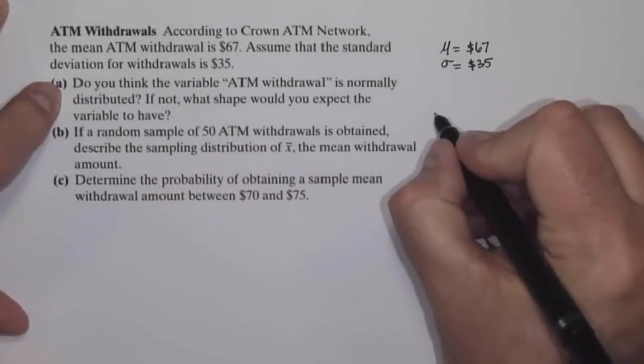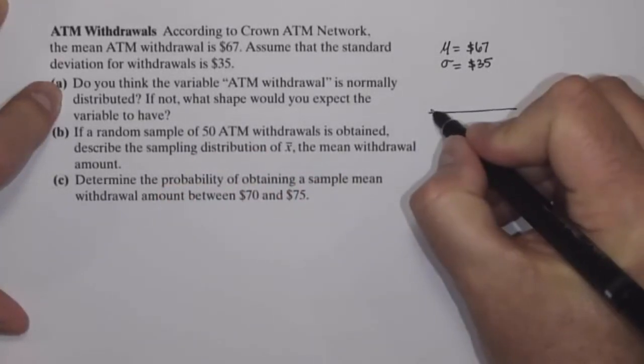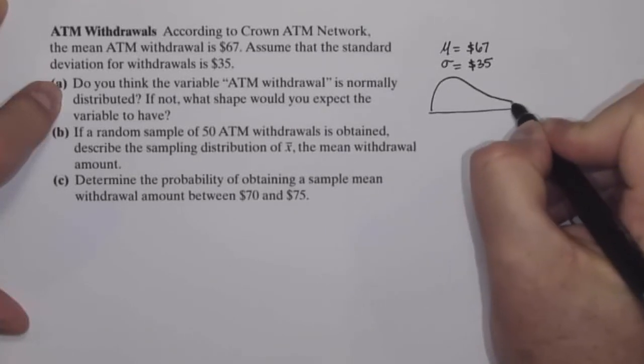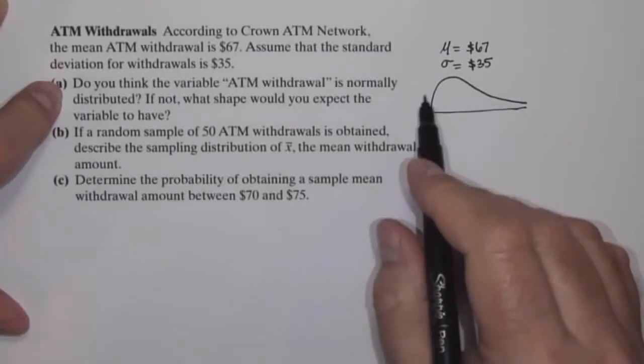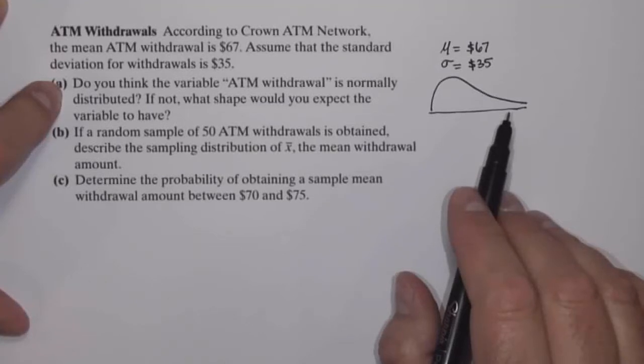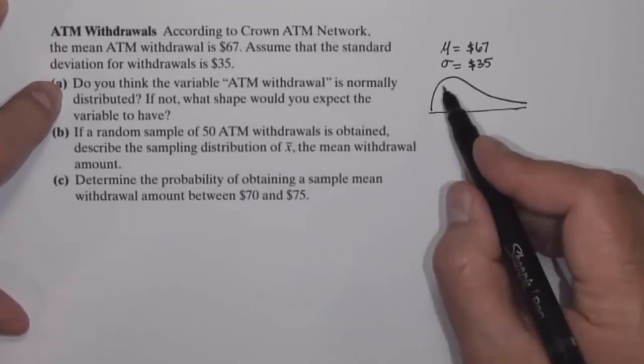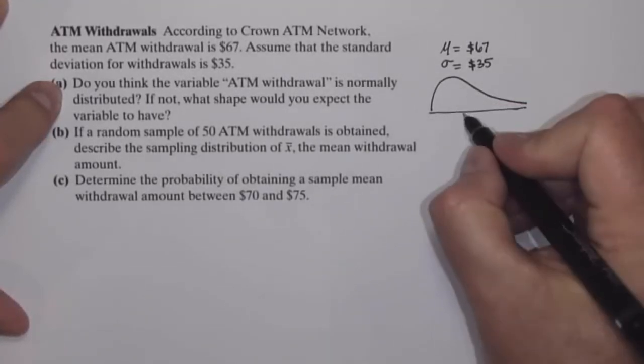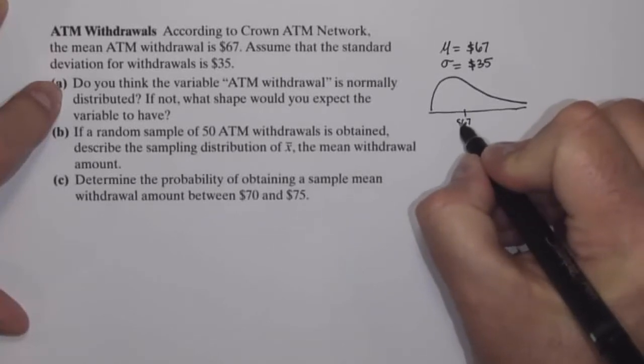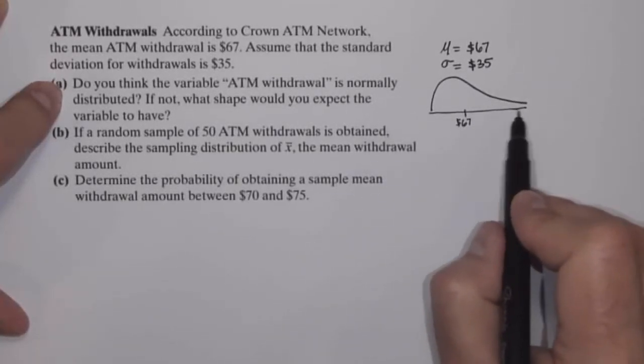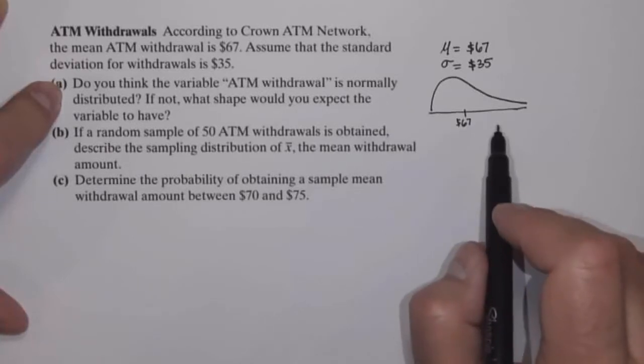So I'm kind of envisioning, and I don't really know because I don't have any data, maybe a distribution that looks something like this, maybe a skewed right distribution. So again, most of the withdrawals maybe would be below $67, if say here's the $67, but there are a few larger withdrawals that are going to pull up the average.